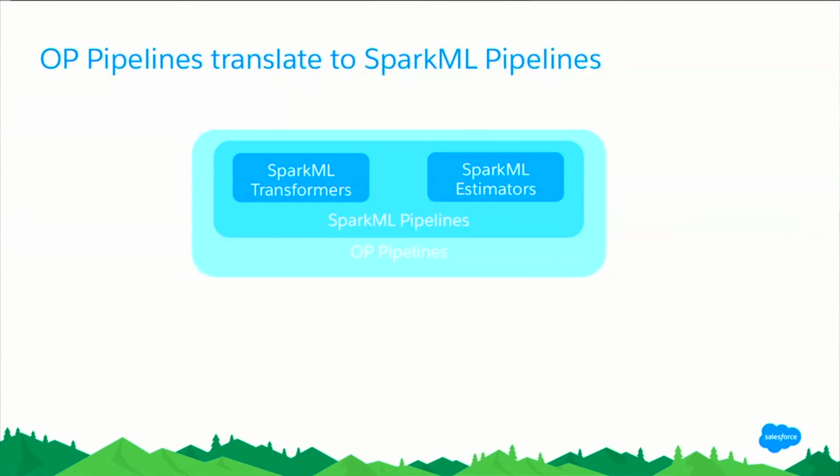When you use our syntax to declare your Optimus Prime pipeline and then actually execute it, what happens under the hood is that it automatically creates the DAG of all the SparkML transformers and estimators that need to run, creates the SparkML pipeline, and then runs that. So we've left it to SparkML to optimize the execution of these pipelines.